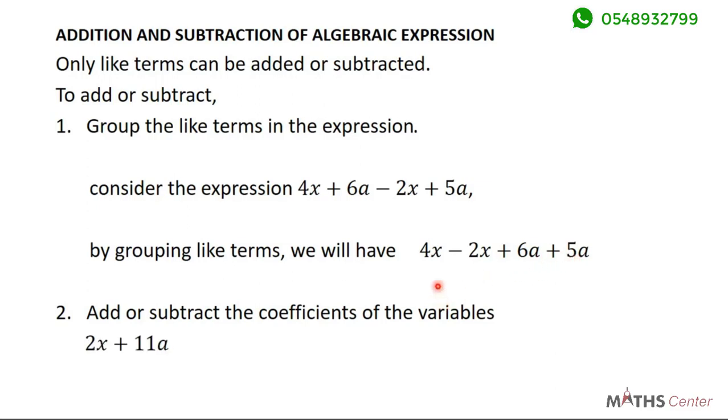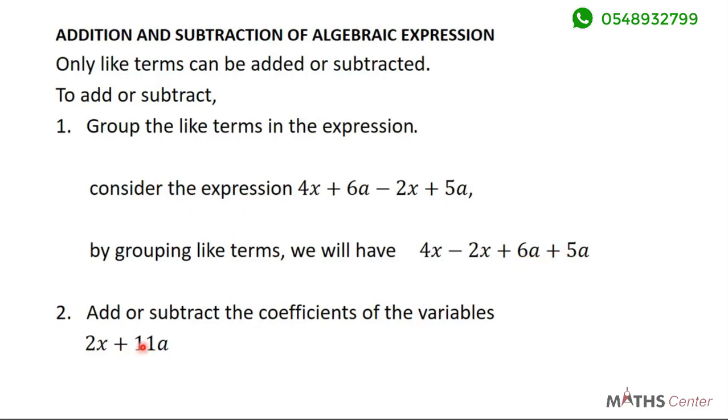So you add or subtract the coefficients. In the first instance, we are subtracting. So we have 4 minus 2, and that will give us 2. Then you pick one of the variables. Since we have x here and x here, you pick one of the variables. So you are going to have 2x. In the second instance, you have 6a plus 5a. So we add the coefficients. So we add 6 to 5.